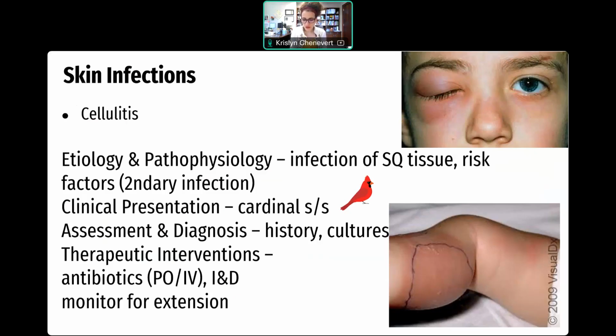It most frequently occurs on the extremities. It also can occur on the buttocks, especially with babies in the diaper area. So it's going to occur more on the extremities because of how it's caused, right? Kids are typically falling or getting bit by things on their extremities, getting cuts, scrapes, that kind of thing. And so that allows the bacteria a portal of entry into the integumentary system.